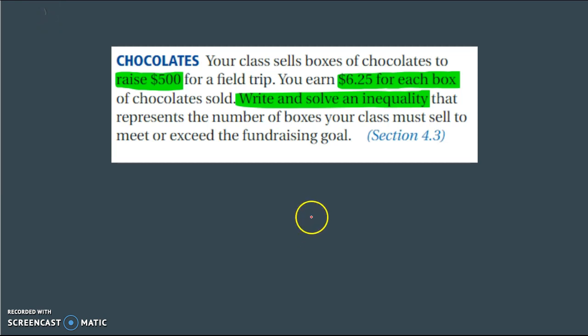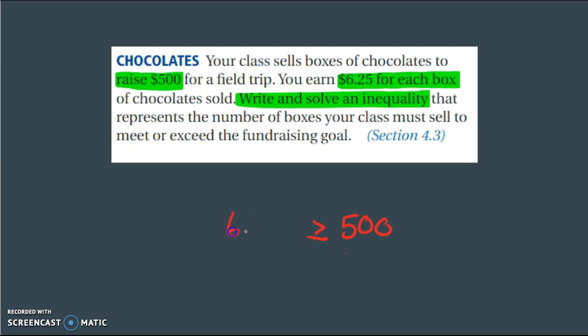Okay, so those are my important parts there. So I need to raise $500. So I know that that's going to be on the right side of my equation. And I want to think about what inequality I should use. So think about any fundraiser. You don't want to have less than your goal. You want to have your goal or greater than your goal. So we're going to say it's greater than or equal to $500.